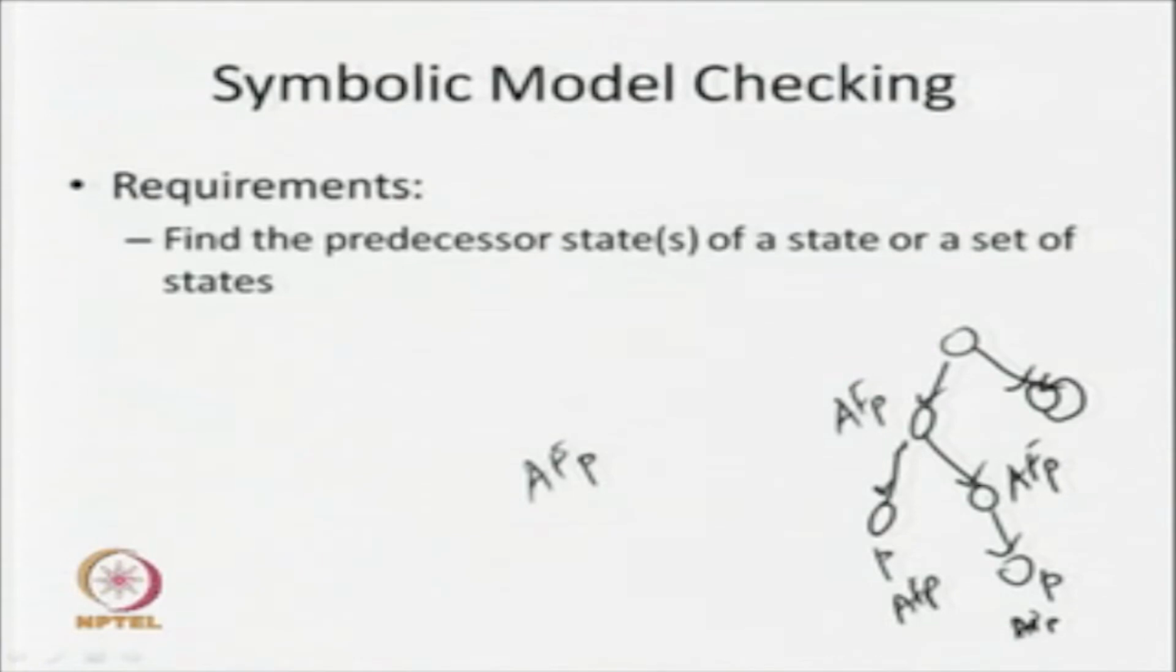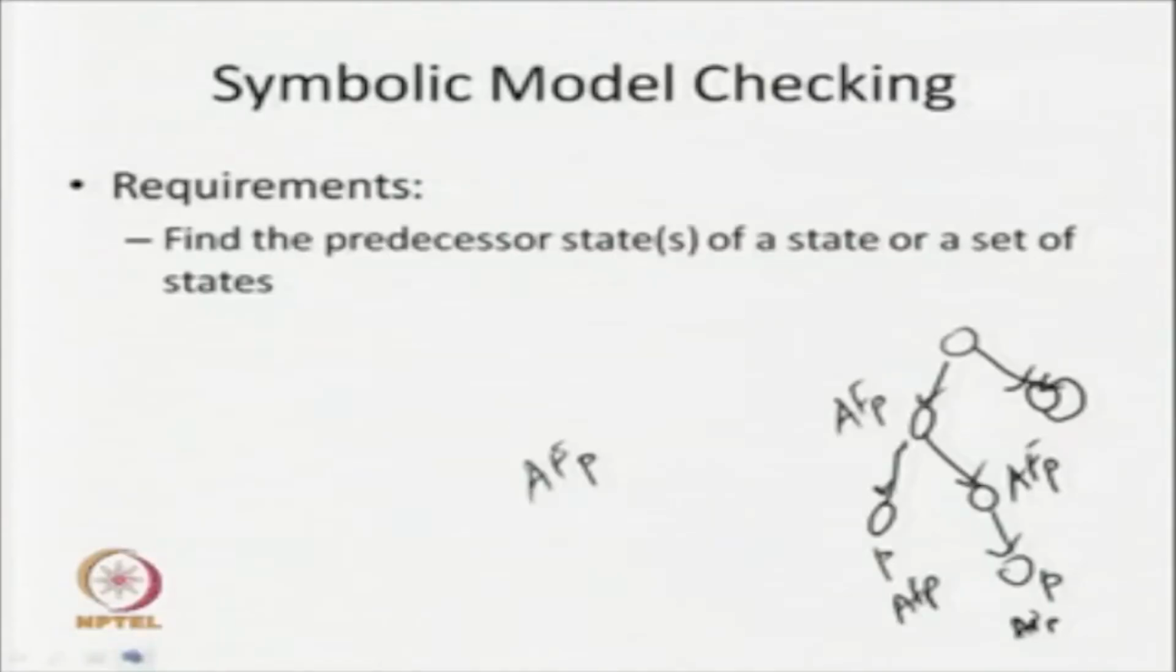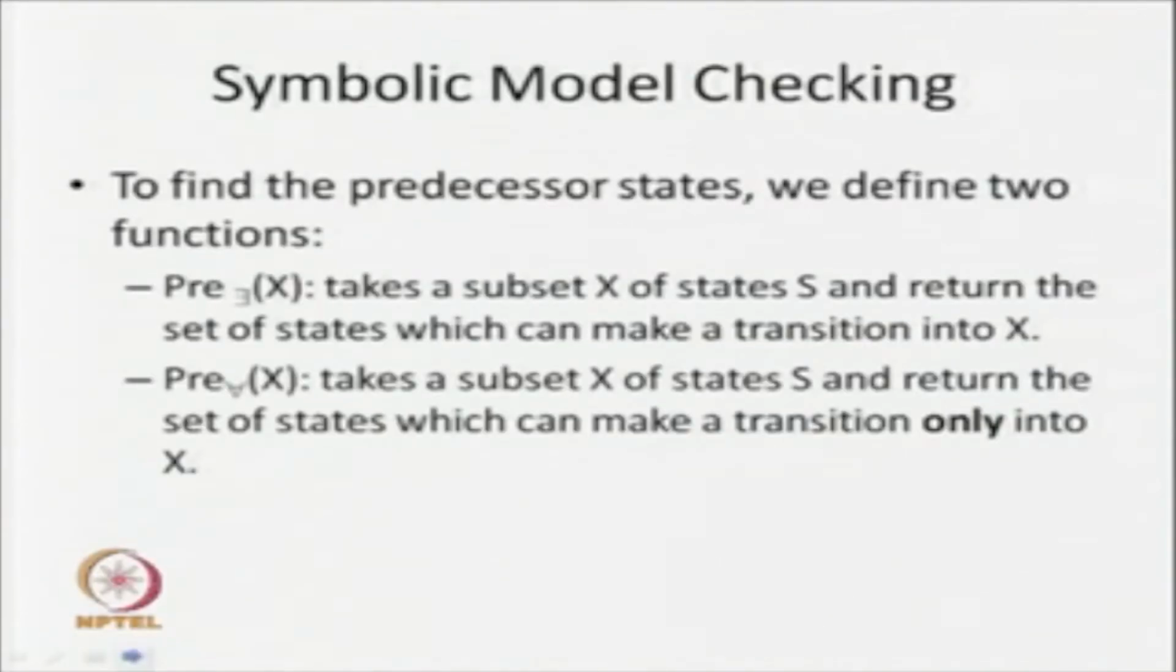We have to find out the predecessor states of a particular set of states or a particular state, and depending on our criteria, we are going to say whether a particular CTL formula is true on these states or not. So, in our graph traversal algorithm, the basic requirement is to find out the predecessor states of a particular state or a particular set of states. Now, for symbolic model checking, we need two operators: pre exists x and pre for all x.